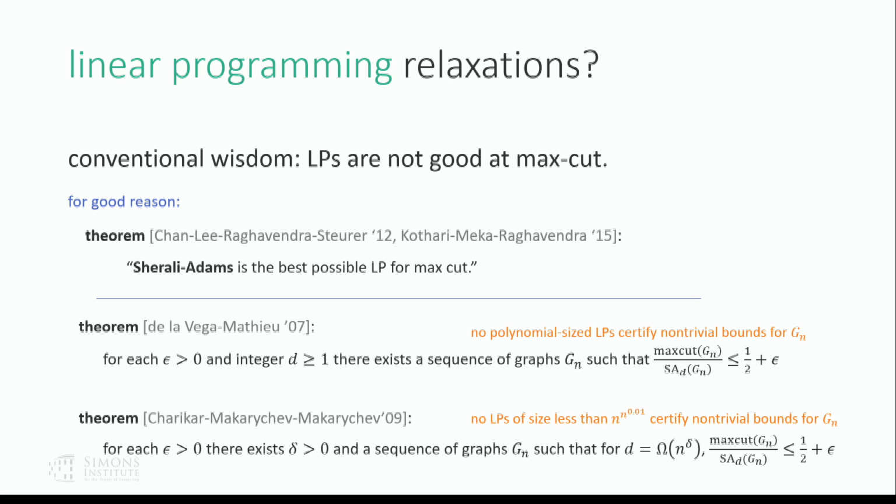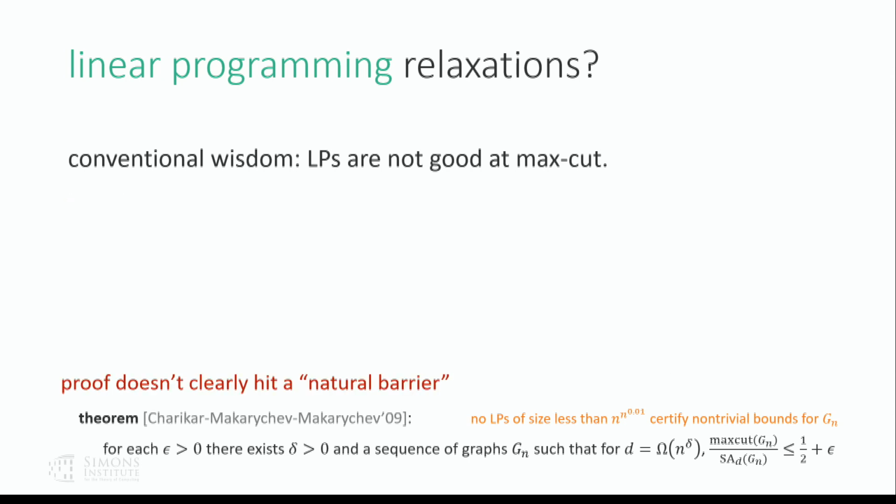And then a significant strengthening of this theorem came a couple years later due to Charikar, Makarchev, and Makarchev. So essentially what they showed is that even if you take Sherali-Adams at degree n to the delta for delta a fixed constant, you can't get approximation ratio better than half, right? So even sub-exponential size LPs can't certify better than half in general. Okay, so already we have a sub-exponential separation between the performance of the SDP of polynomial size and LPs.